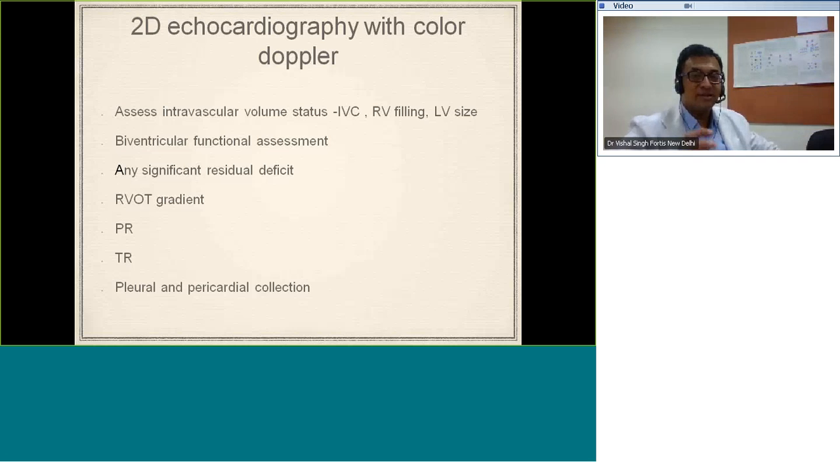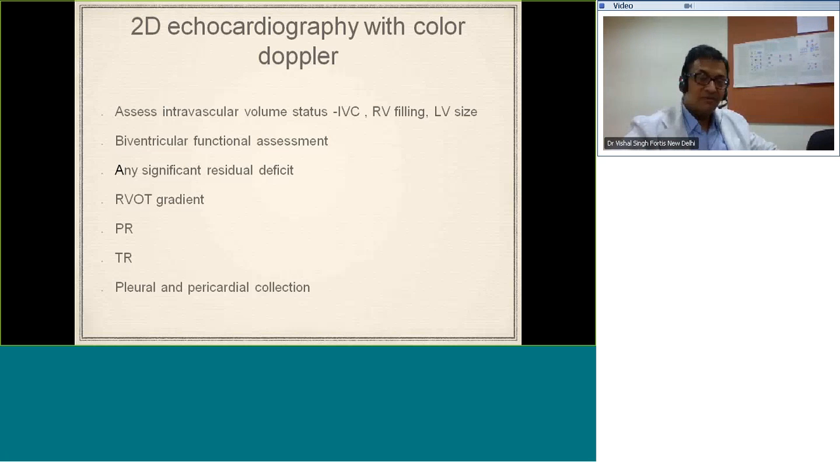You have to see what is the level of RV filling. If the RV is collapsing on itself, that means the patient needs volume. If the RV is over distended, please restrict volume. And RV can be distended even in a tetralogy. You can have a late presenter with very severe dysfunction and he may not like volume.